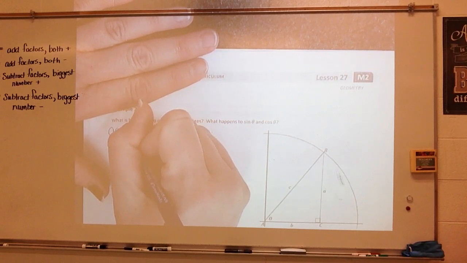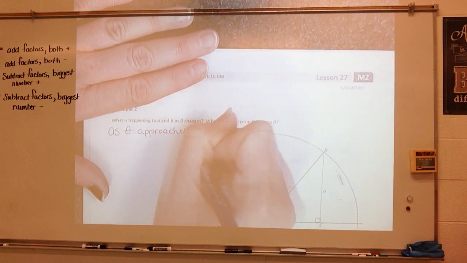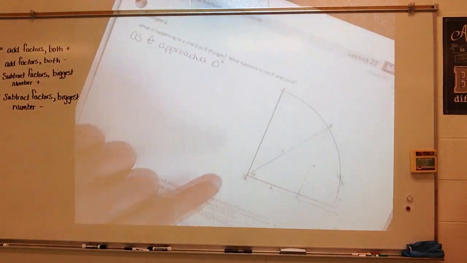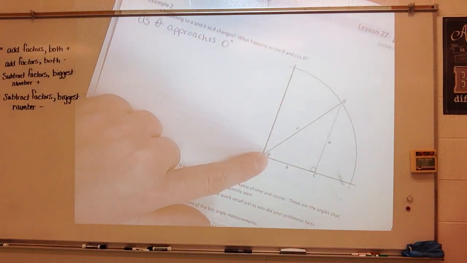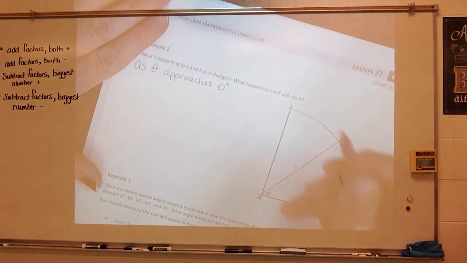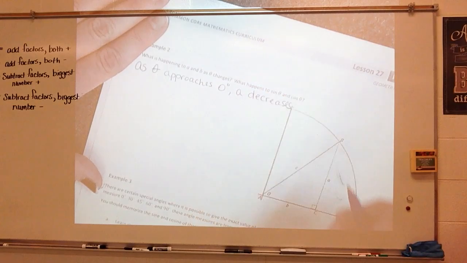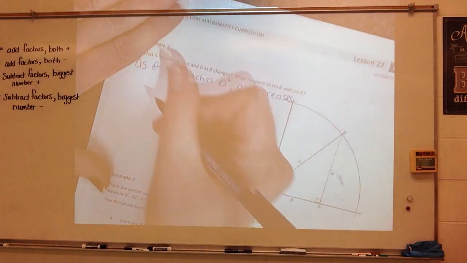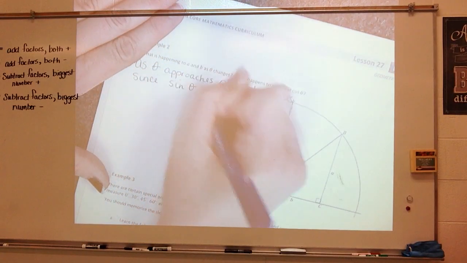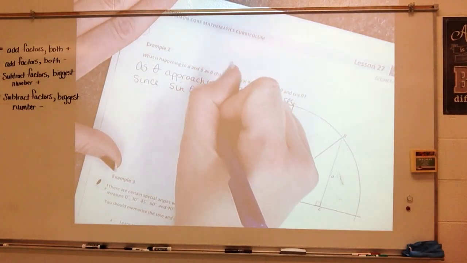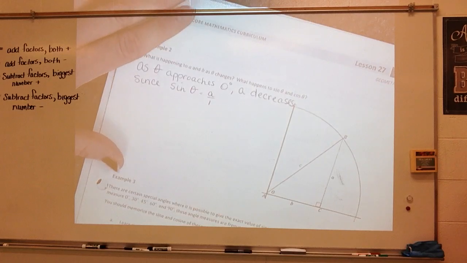So let's talk about as my angle approaches 0. I know my angle is approaching 0. If I'm closing that angle, this angle right here is getting smaller and smaller. A decreases. It gets smaller. So since the sine of my angle is A over 1, then that value is approaching 0.